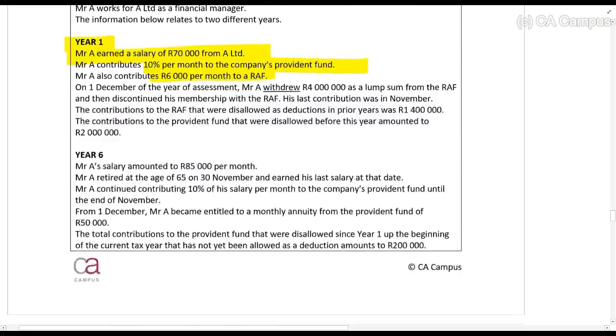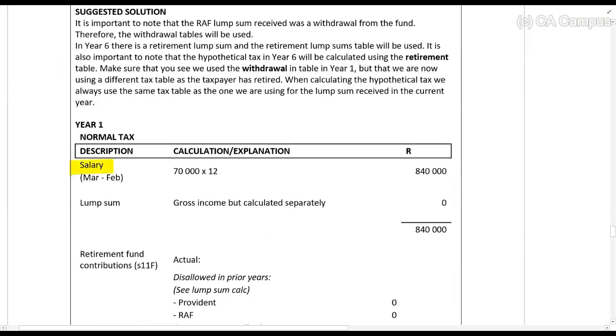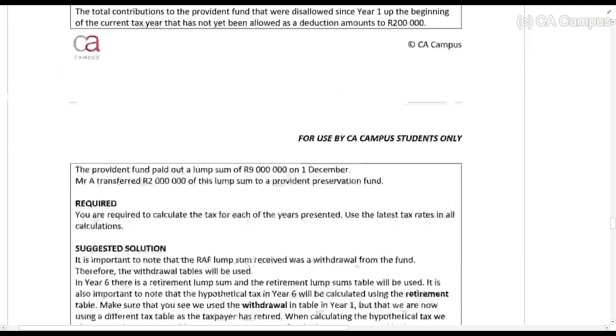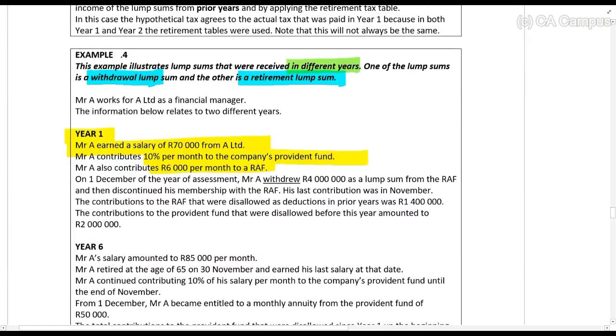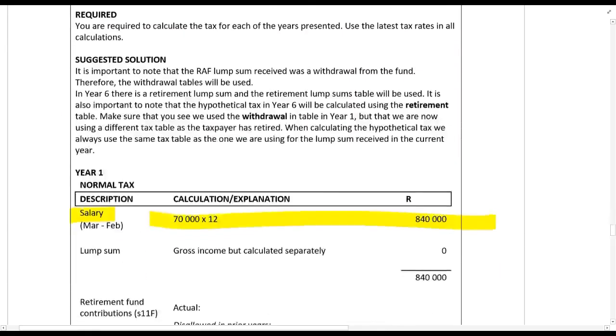Okay, so year 1, let's just quickly go. There's his salary that he received. He had it for the entire year. On the 1st of December of the year of assessment, he withdrew 4 million rands. So he did not retire, he withdrew 4 million rands as a lump sum from the RAF, and then discontinued his contributions to the RAF. The RAF contributions disallowed in the past were 1.4 million rands, and the contributions to the Provident Fund that were disallowed before this year amounted to 2 million.